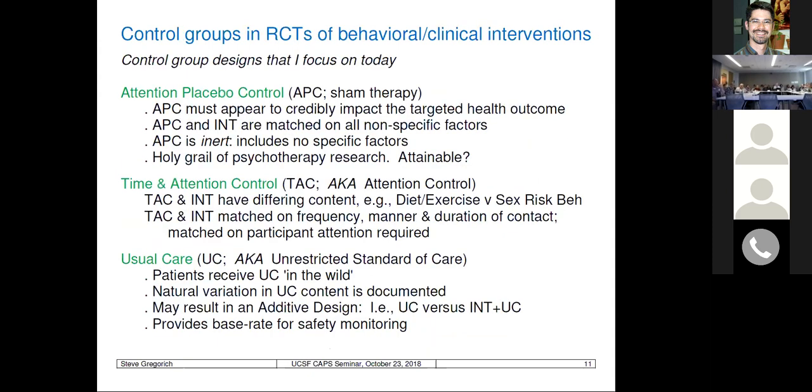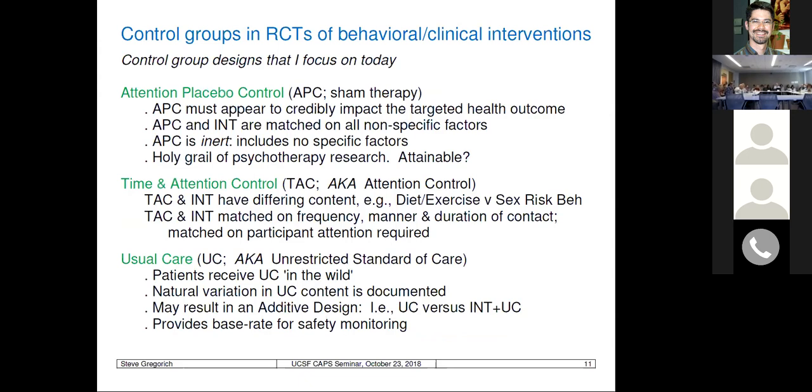Okay, so that's a lot of background. And I want to talk about some specific types of control groups. So these are the 3 I'm going to focus on most. There's some others that I'll mention. But the attention placebo control is like sham therapy. So this is pretty much coming from psychotherapy research.